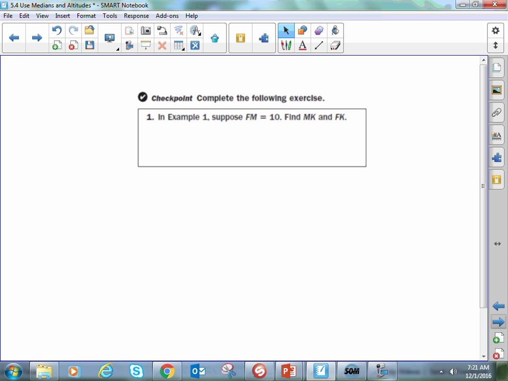Okay. So what we're looking at here, FM is the big portion of the figure. Setting up the equation similarly to what they did in example 1, I said that the big portion is equal to 2/3 of the median. So to solve for the median, I multiply both sides by the reciprocal of 2/3, which would be 3/2, and I get FK to be 15.